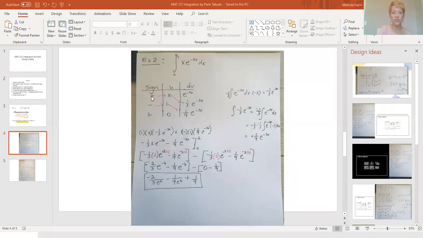All right, always start with the plus. Your u is in the middle column with its derivatives. Your dv is in the third column with its integrations. Now, let me show you one that you cannot do tabular.